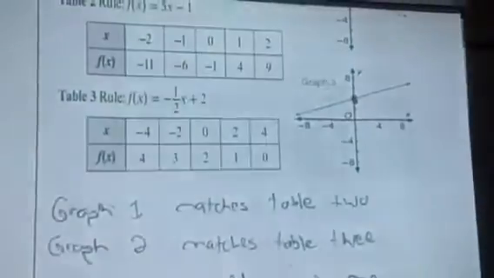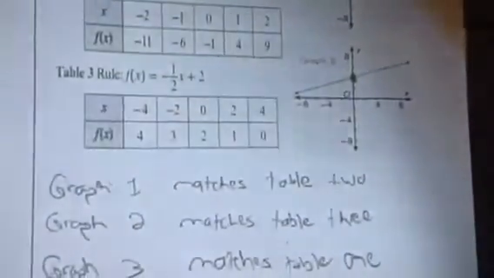Table 2, I see this point 0, negative 1. The only one that has the point 0, negative 1 is right here, graph 1. There's that point right there, 0, negative 1. So I know that table 2 matches to graph 1.